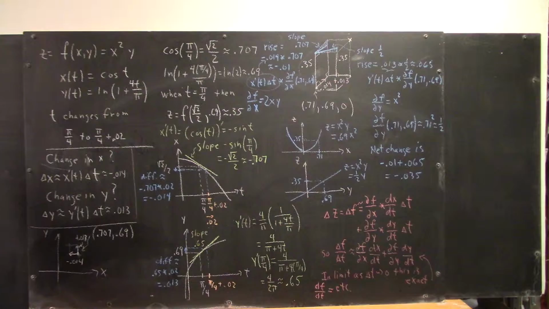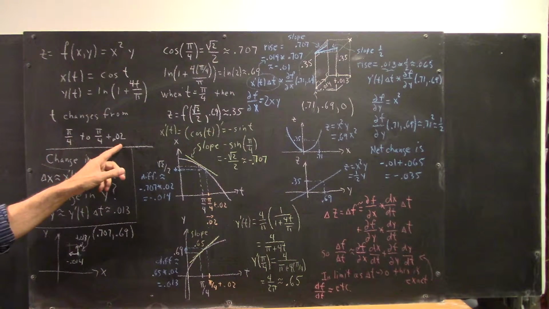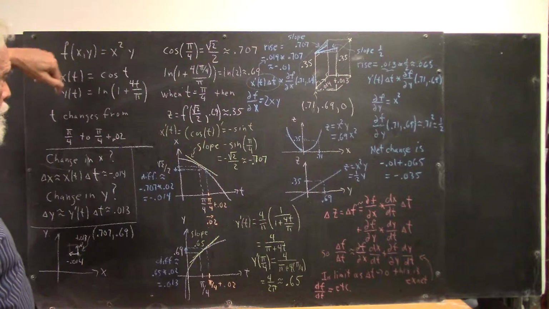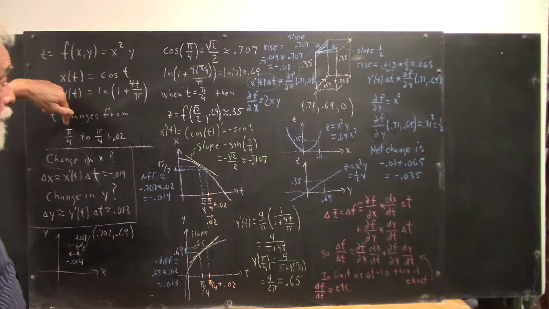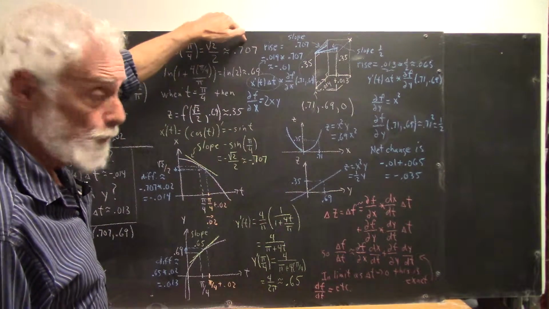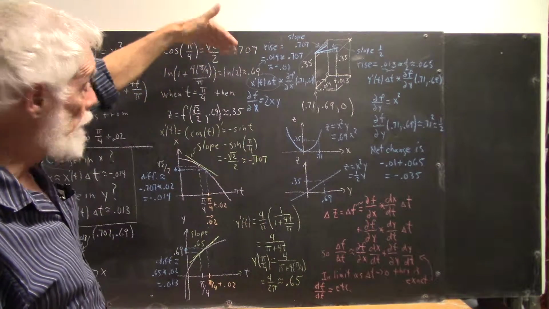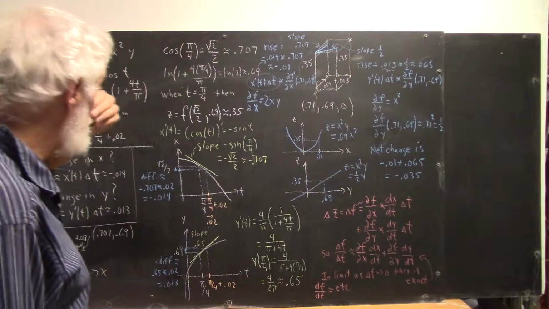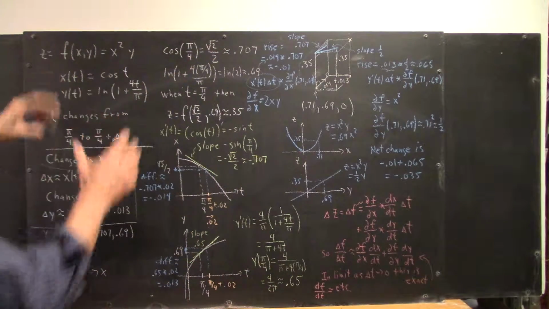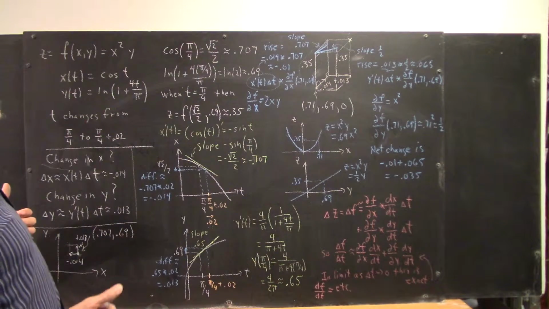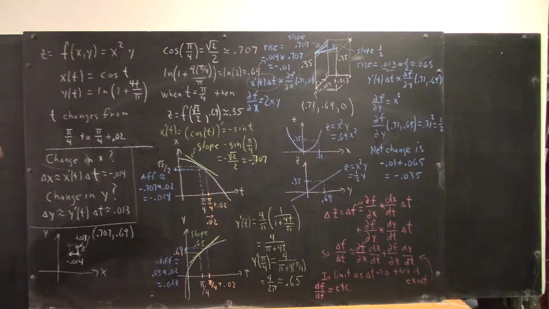So what we want to do is start with the effect of this change in t. So we start by evaluating the x function and the y function at pi over 4. So we get this value, which is really the square root of 2 over 2, and we get this value, which is really the natural log of 2. These are just decimal approximations that will stand in for those quantities, but we're going to use decimal approximations so we can see the numbers and kind of think of the numbers.